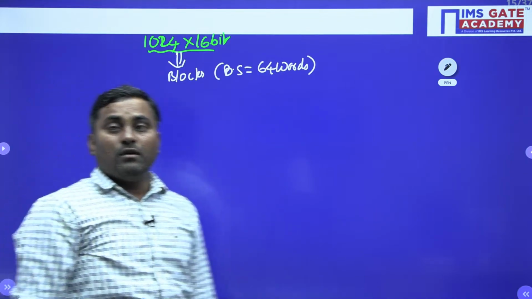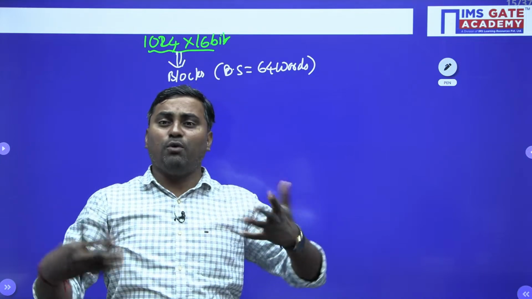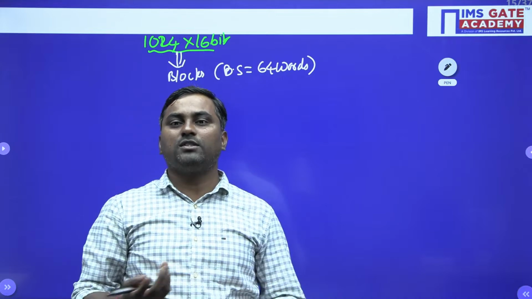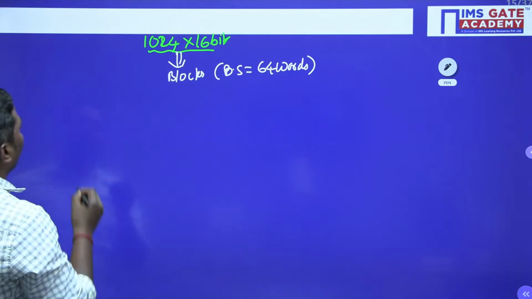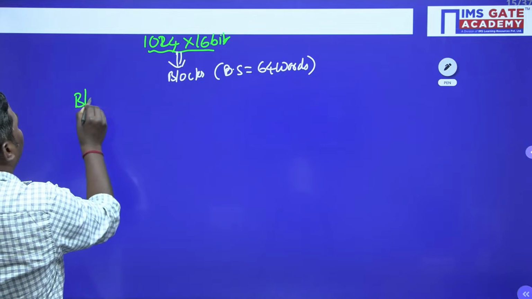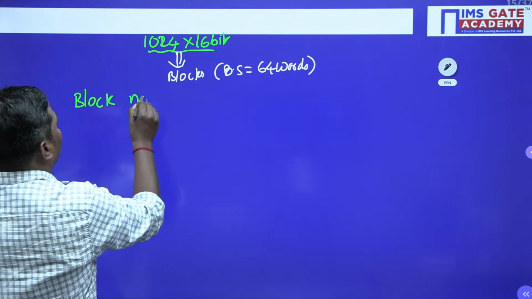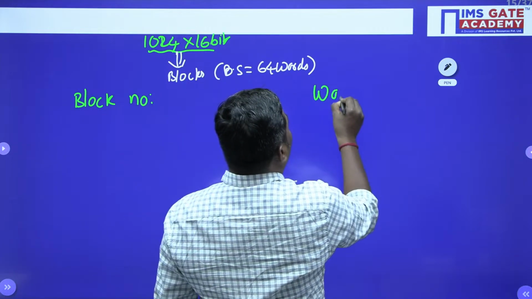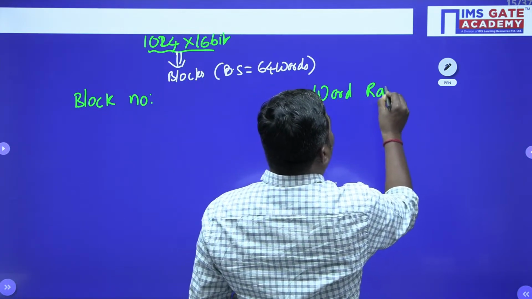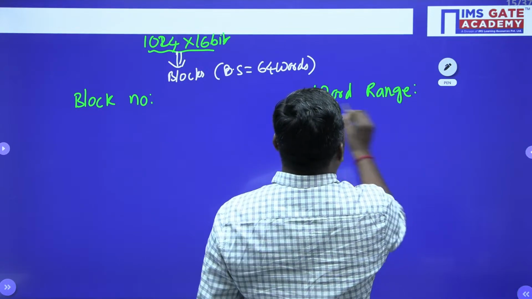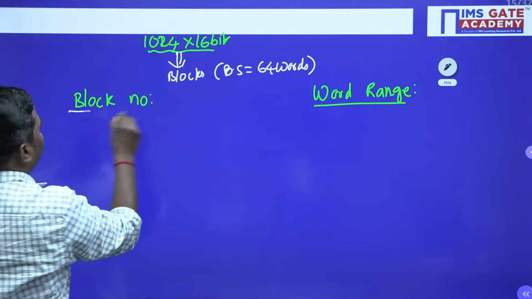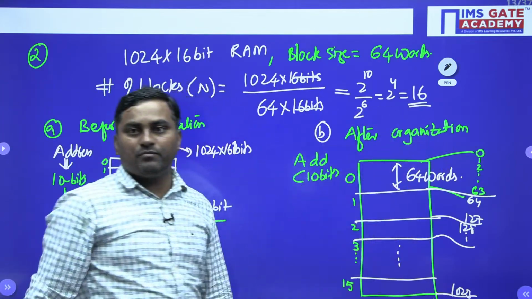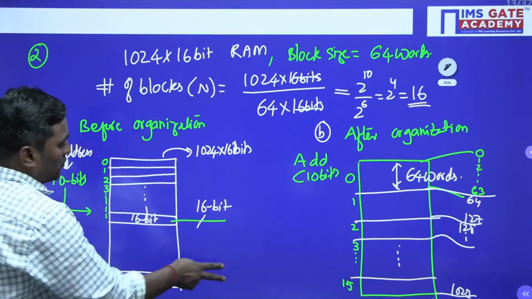Okay. If I ask you a question about the word range in the block, let us understand how we can answer. Here I am writing the block number in decimal and the word range. Let us observe the word range and block number. I am considering this particular data only.